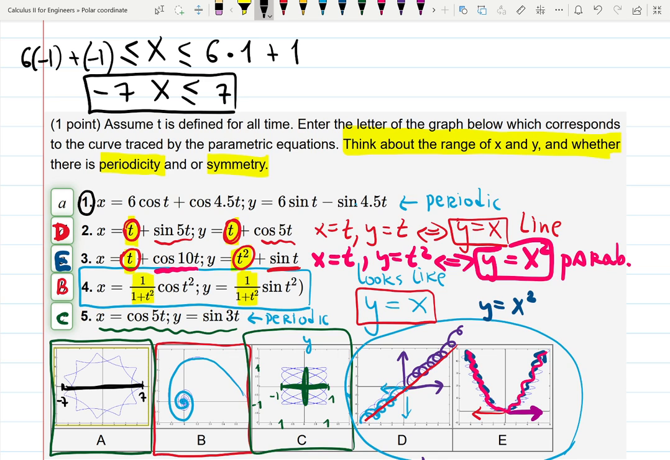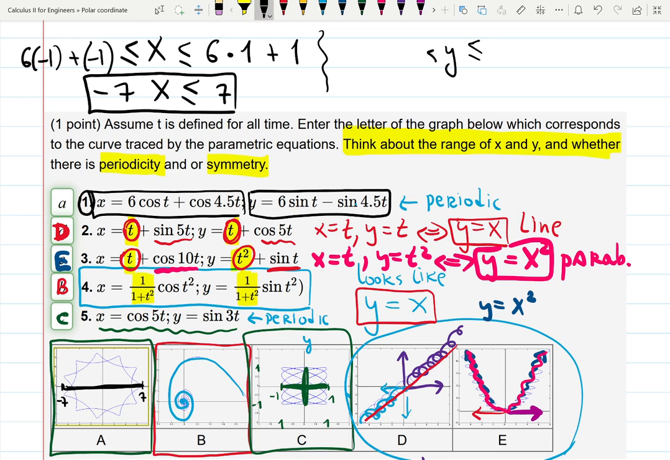Let's check y. So x came from this equation. Y is coming from this equation. What is the biggest y we can have? Sine can be 1 for this guy. So it's going to be 6 times 1. But this sign is negative, so to maximize the total, I should minimize this second sine. What is the minimum for the second sine? -1. So I'll have -1.